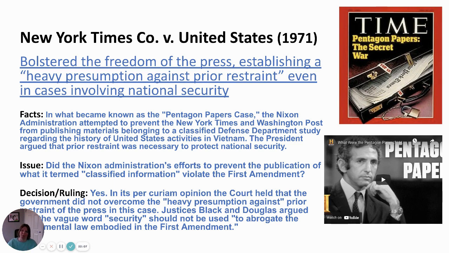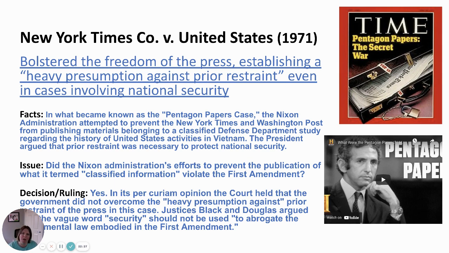The Pentagon Papers were these secret government documents where they tried to study the Vietnam War and understand the causes of it and then the reasons why we still are in the Vietnam War. And so this document that was developed by the Pentagon made the government look so poor that they decided not to publish it and let the American people know about it.